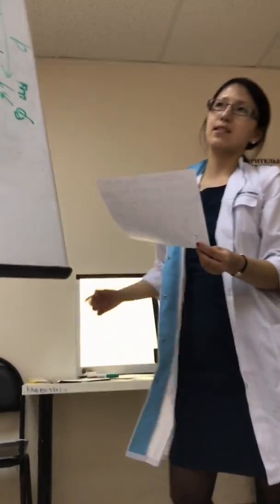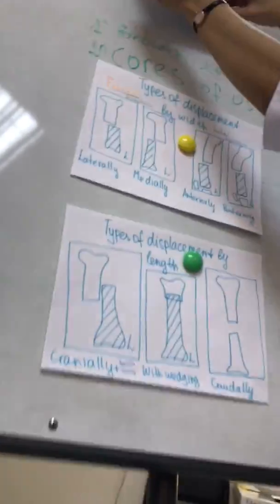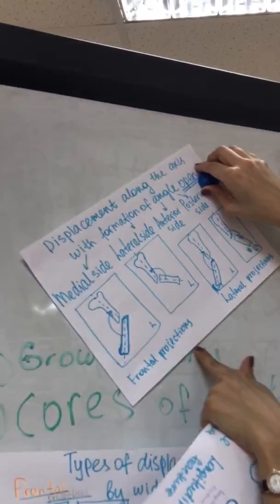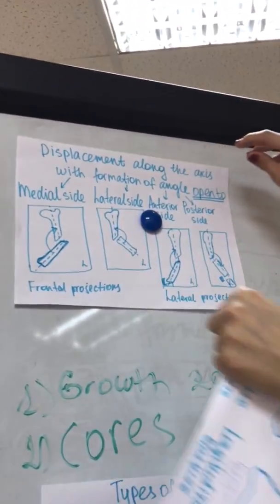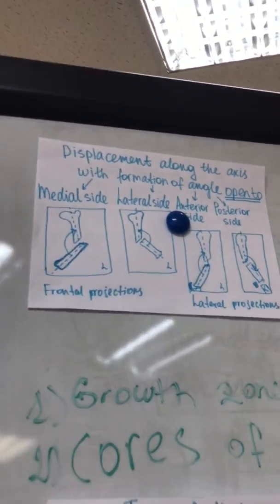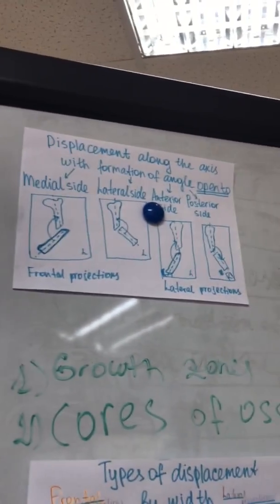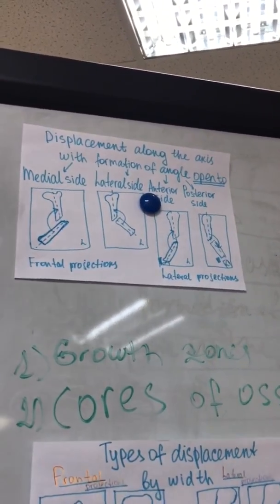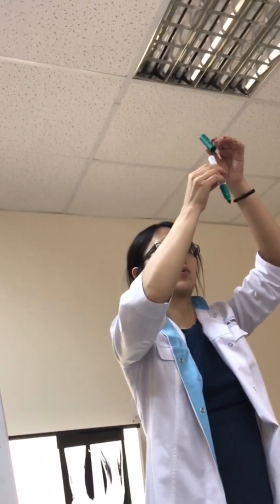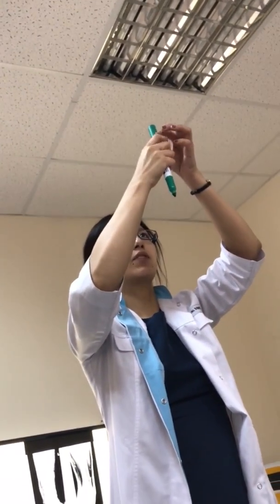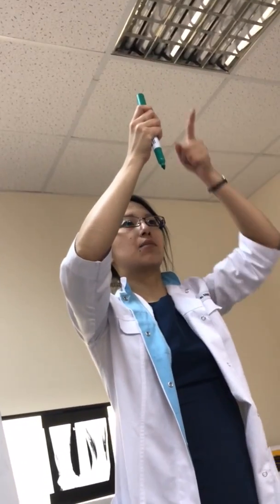Okay. And the last one is, can you name it? Along the axis, yes, along the axis with formation of angle open to the medial side, lateral side, sorry, anterior side, or posterior side. Okay, what does it mean? For example, let's imagine this bone again. This is the left femur again, okay? This is a frontal view. Here is the left femur, here is the right femur, okay? This is the medial line.